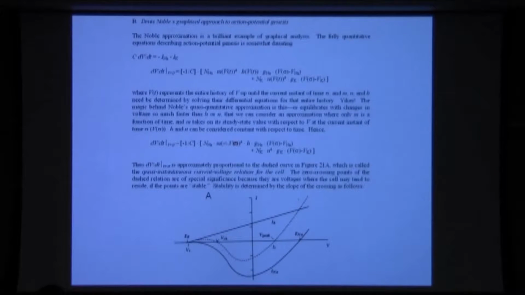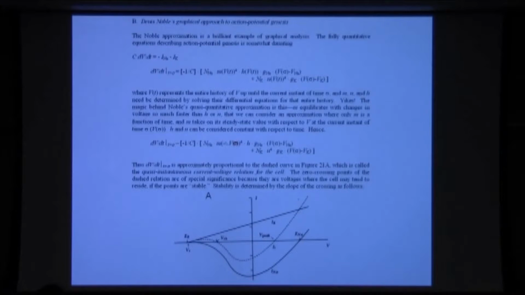So what Dennis Noble said, though, is maybe we could simplify it as an approximation. We could come up with a quasi-instantaneous snapshot of what's going on, that would be a good approximation of how dV/dt would change around a small perturbation, a small range of voltages.